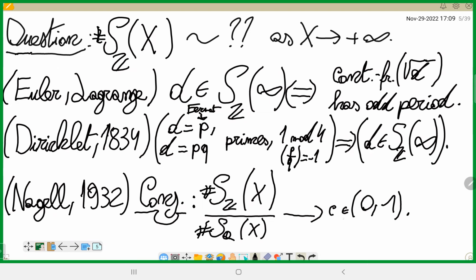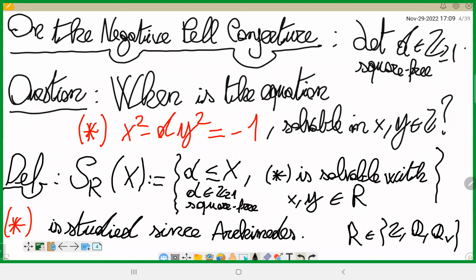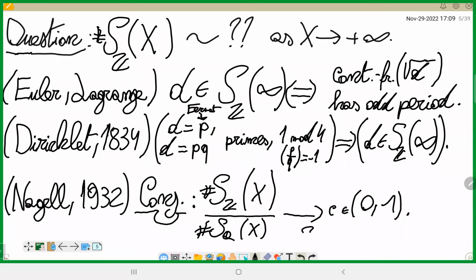And so here, just to remind you, S_R(X) is the set of d up to X for which the equation is solvable with x and y in R. So this ratio here is the number of d for which the equation is solvable in Z divided by the number for which it is solvable in Q. So clearly S_Z(X) is inside S_Q(X). And we are taking the proportion, and the conjecture of Nagel is that this should have a limiting value. And the limiting value was not even a conjecture for a long time after Nagel.